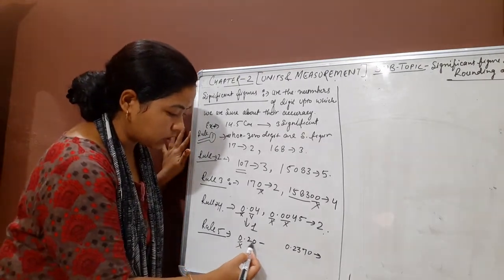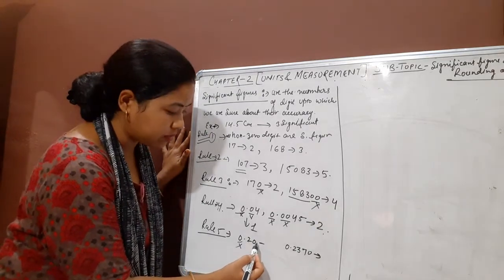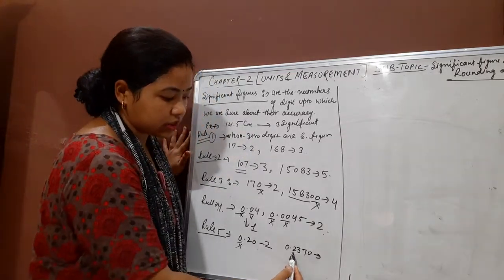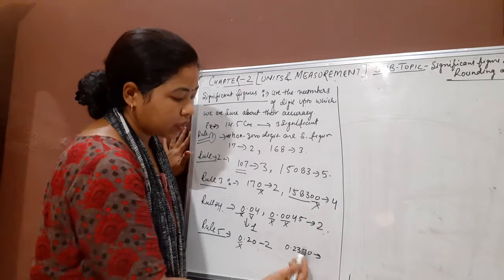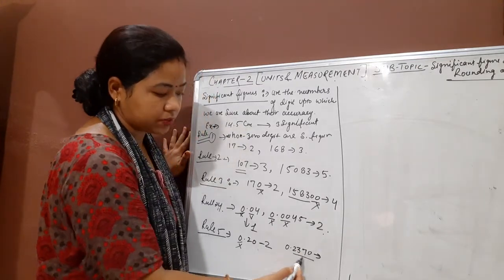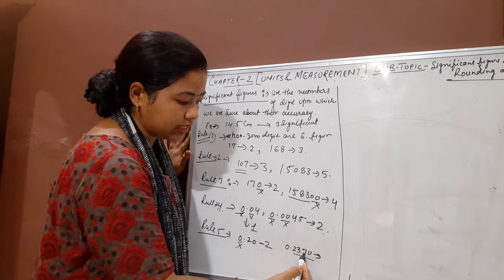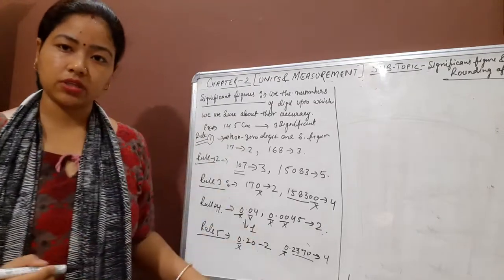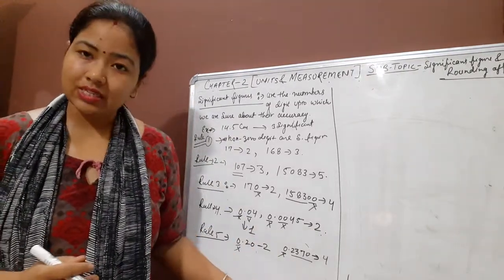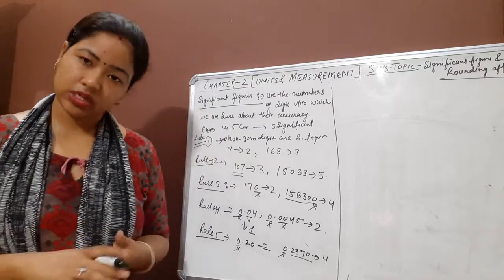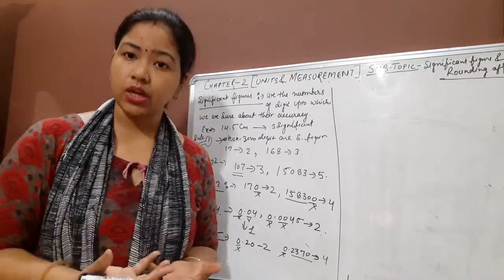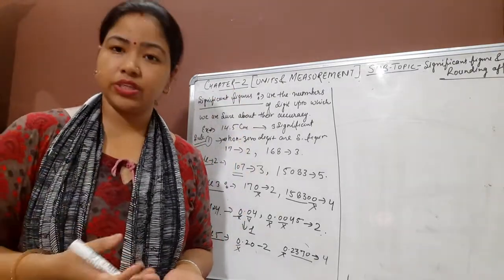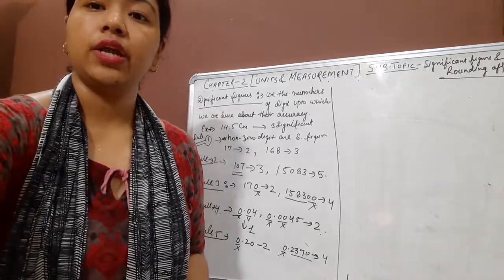So 0.20, in this particular number, there are 2 significant figures. Here the right side 0 to the decimal point is counted as a significant figure. So in this second number, 0.2370, we have 4 significant figures, but the left side 0 is not counted as a significant figure, right? So these are some rules related to significant figures. If any number is given to you, with the help of these 5 rules, you can count the number of significant figures in the given number, right?